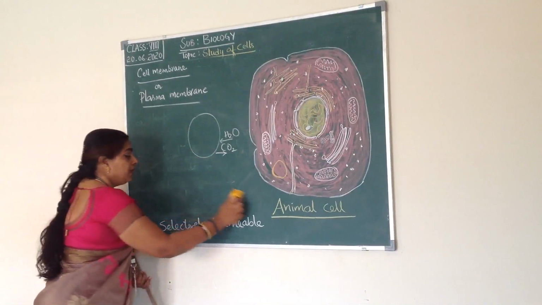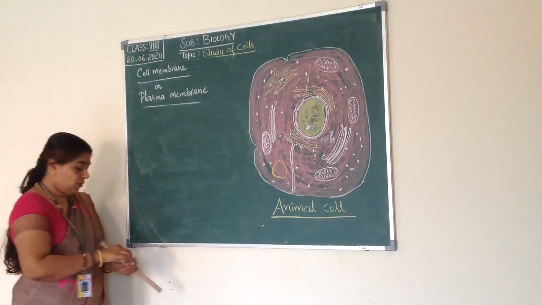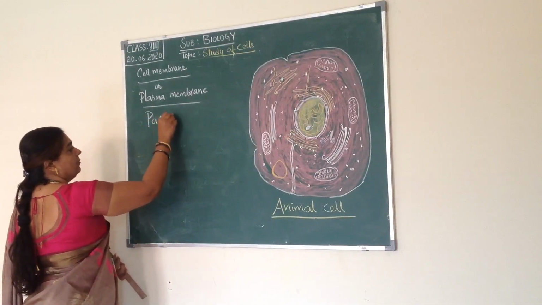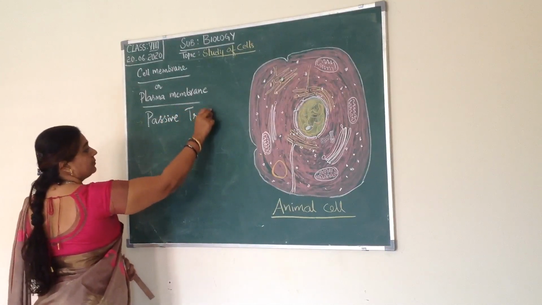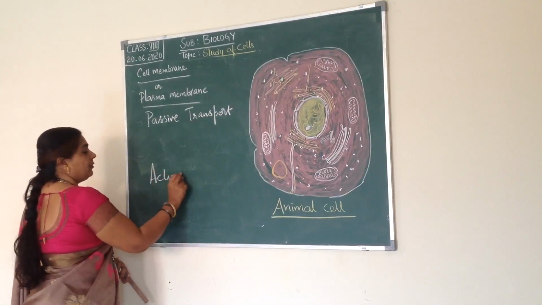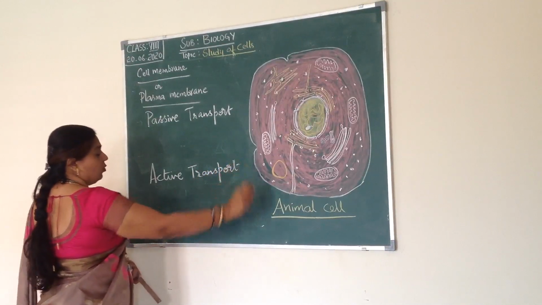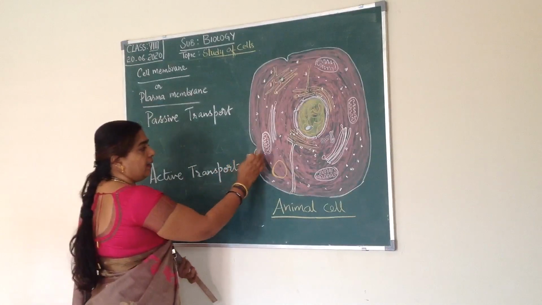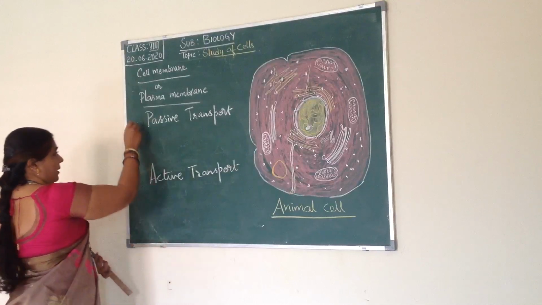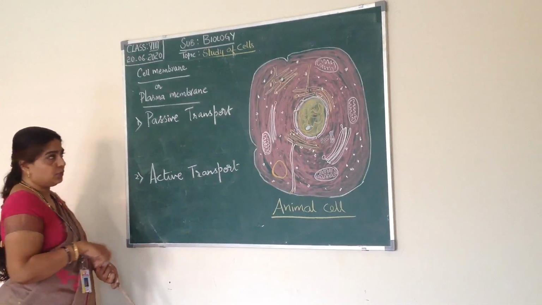The movement of materials takes place by two processes. One is called passive transport. Another one is called active transport. The movement of material in and out takes place by these two processes. One is passive transport, the next one is active transport.